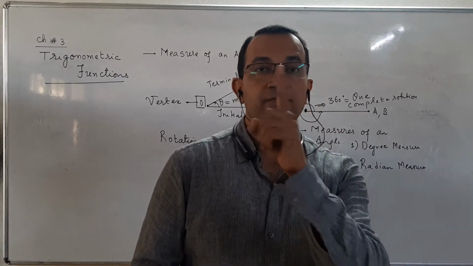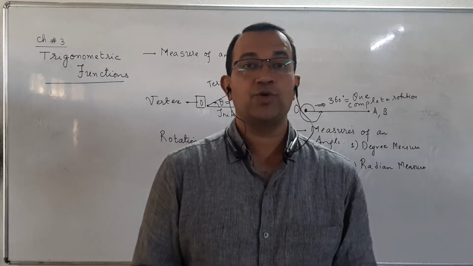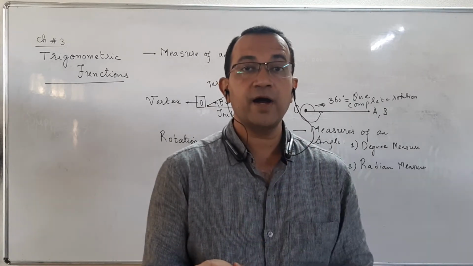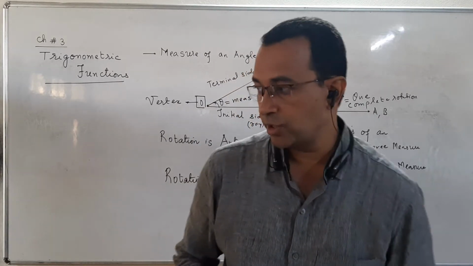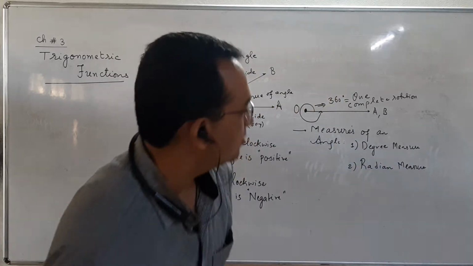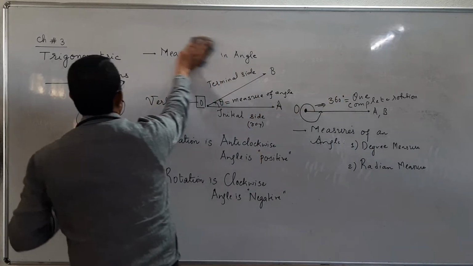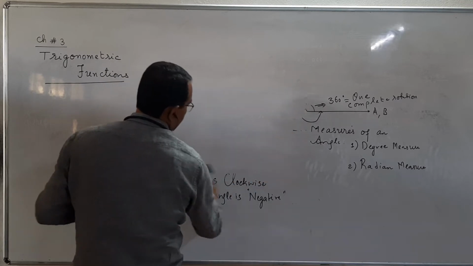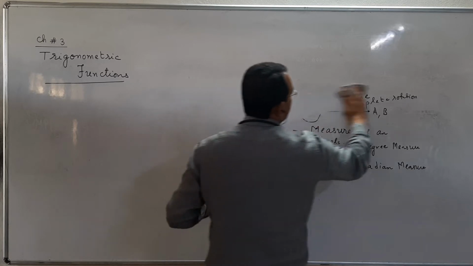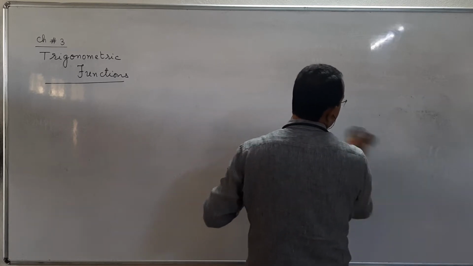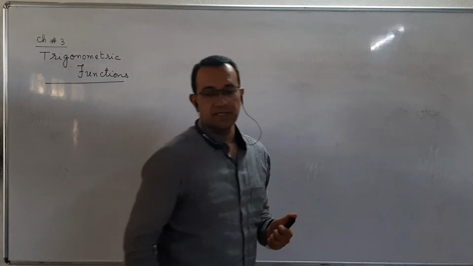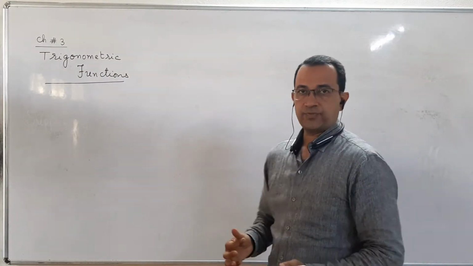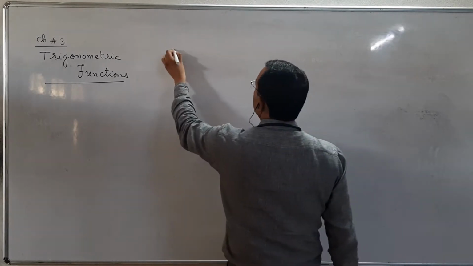But have you ever defined what is 1 degree? No. So now, students, we are going to define 1 degree, and that is going to be very interesting, students. So please try to understand. Now we are focusing on the measures of an angle. An angle is usually measured in 2 units. The first is degree and the second is radian. Now, what is a degree measure?